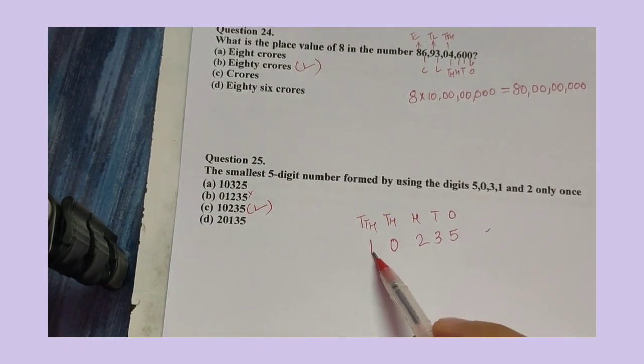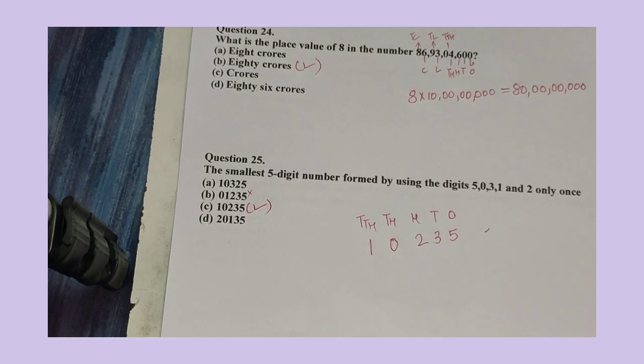Because if you put the 0 at the front of this number, it doesn't make any sense. It doesn't make it a 5-digit number, it again makes it a 4-digit number, the smallest 4-digit number using these values. So we do not put 0 at the 10,000th place, we need to put 1 at the 10,000th place and 0 at the 1000th place to make it a proper 5-digit number.